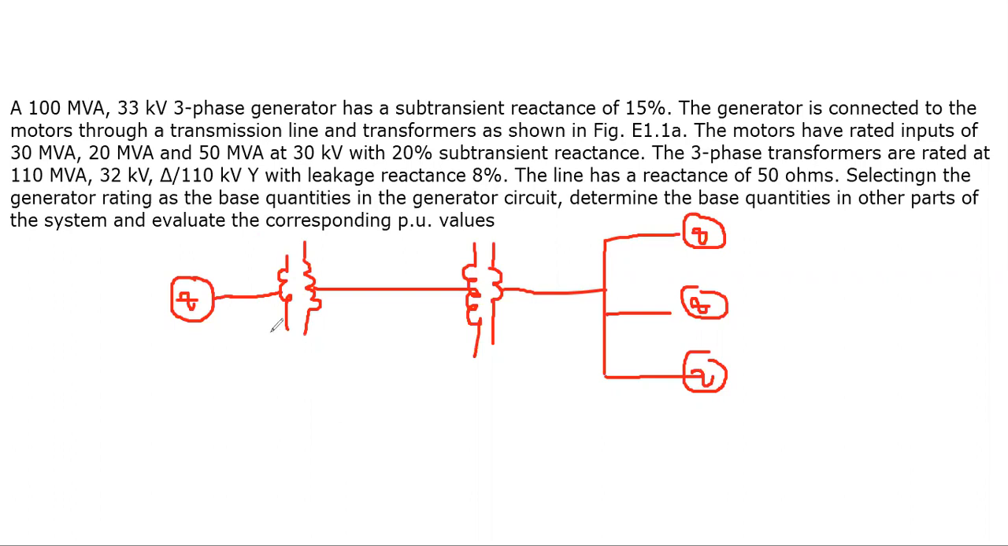Okay. Suppose in this question it is given that we are having a 100 MVA, 33 kV three-phase generator having a sub-transient reactance of 15%. Okay, so let us dissipate this.